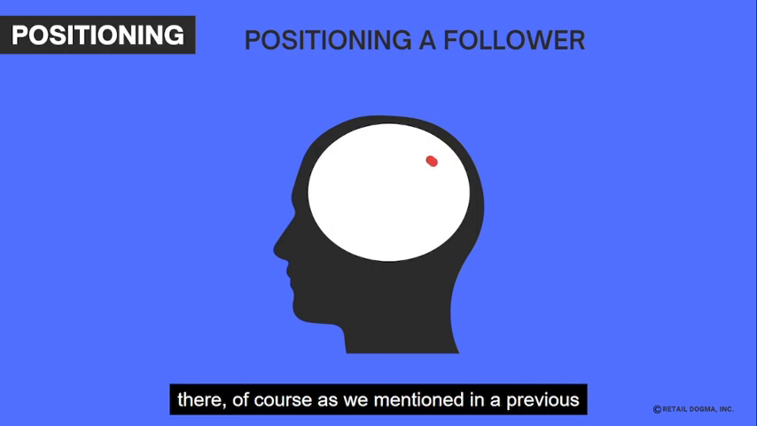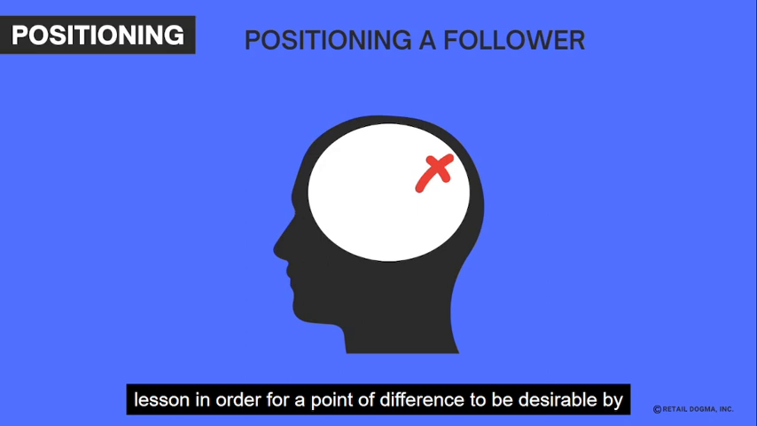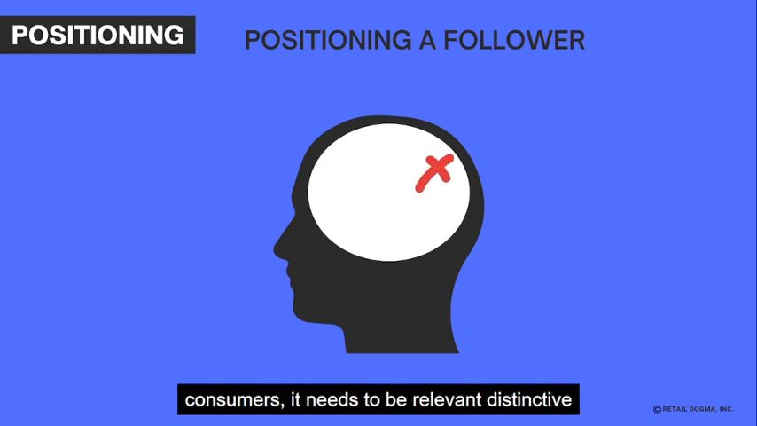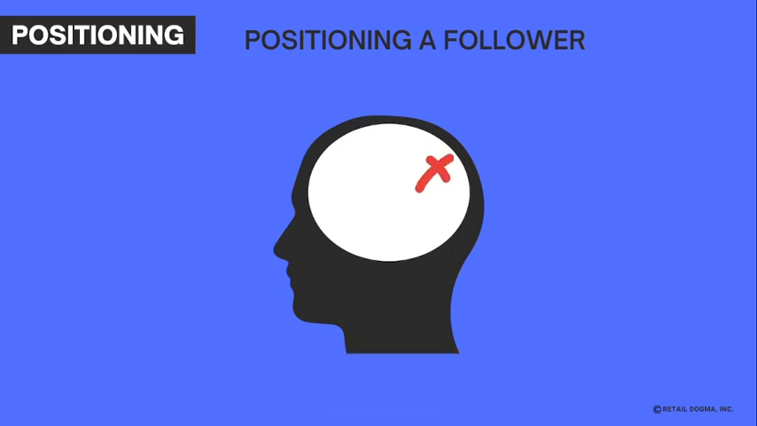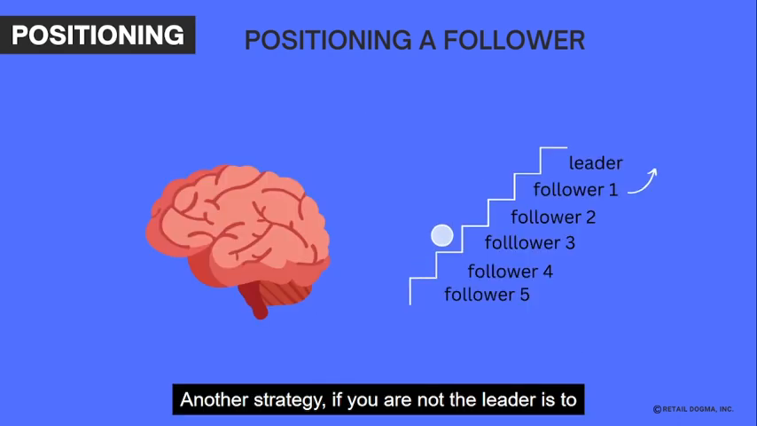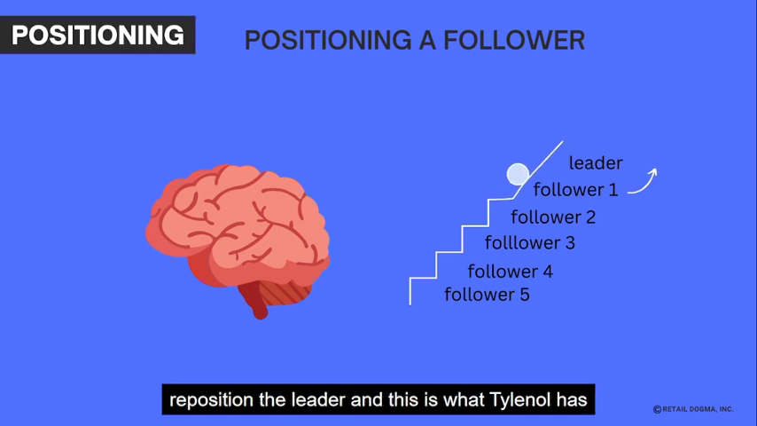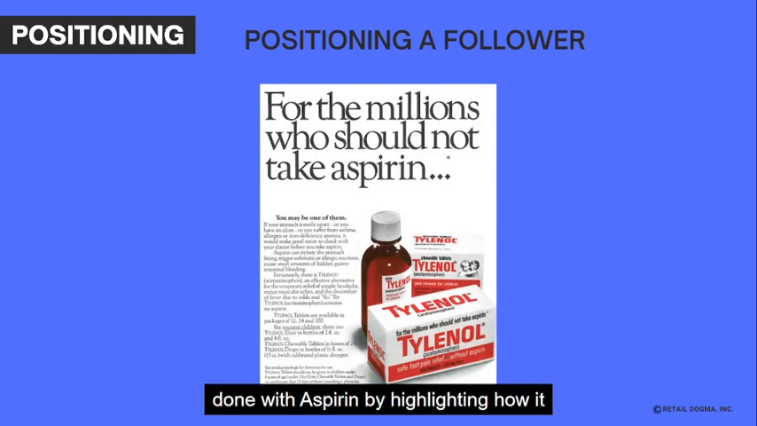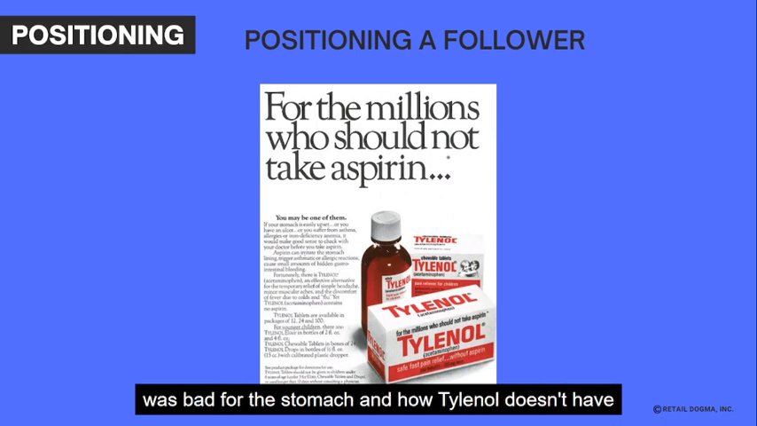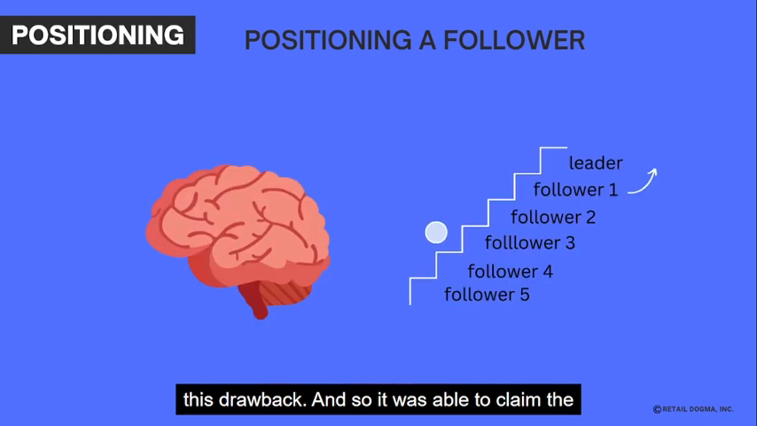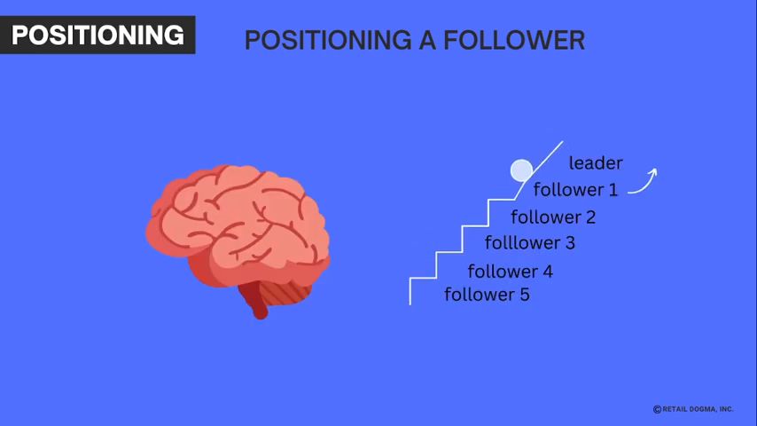Of course, as we mentioned in a previous lesson, in order for a point of difference to be desirable by consumers, it needs to be relevant, distinctive, and believable. Another strategy, if you are not the leader, is to reposition the leader. And this is what Tylenol has done with aspirin, by highlighting how it was bad for the stomach and how Tylenol doesn't have this drawback. And so it was able to claim the #1 position for painkillers afterwards.